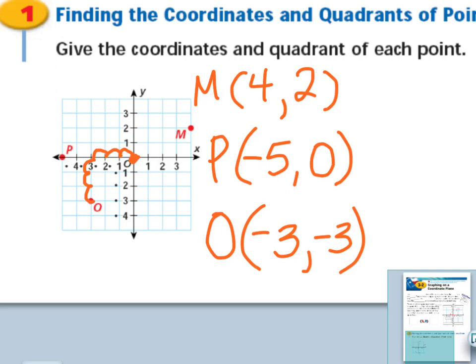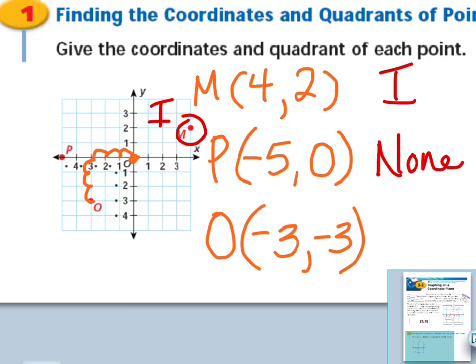Now let's go back, and I'd forgotten to do the quadrants. So this M point is in quadrant 1. The P point, it's not in either quadrant, so we could say none. It has to actually be in the spaces for it to be in a quadrant. So we would either say none, or you could say that it's on the x-axis. But we can't give it a quadrant number like 1, 2, 3, or 4. And then O is in my third quadrant. And there you got it.